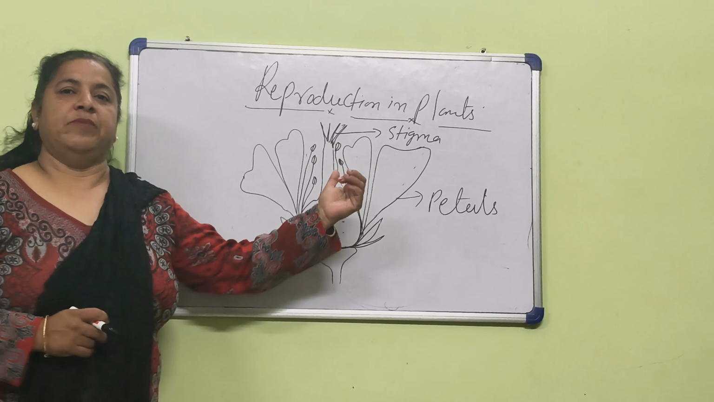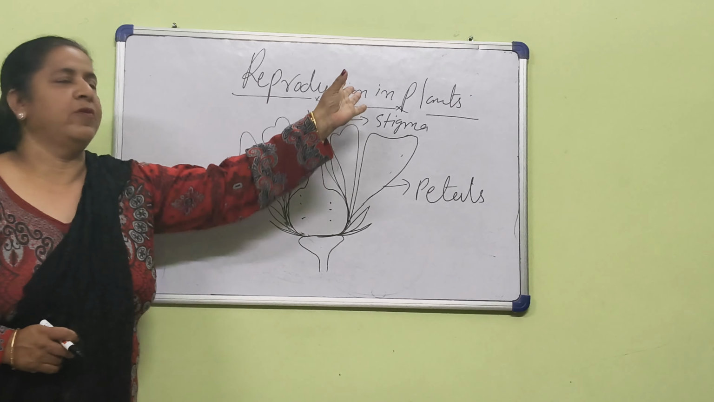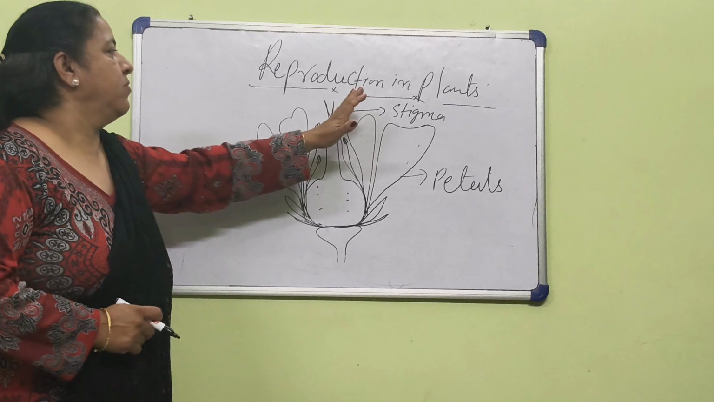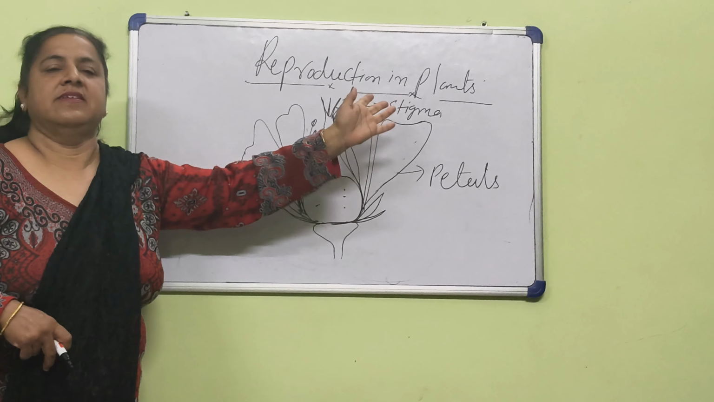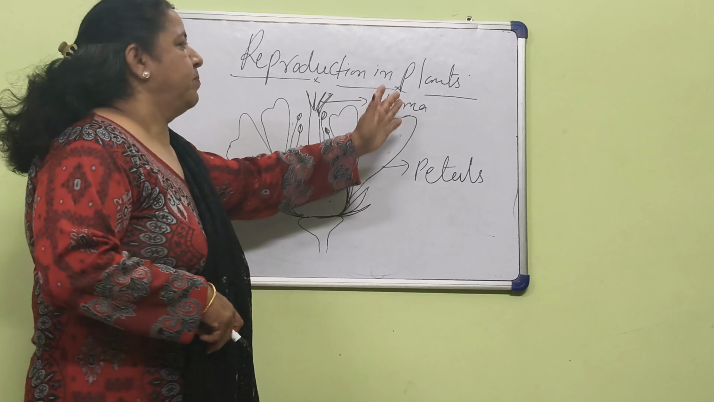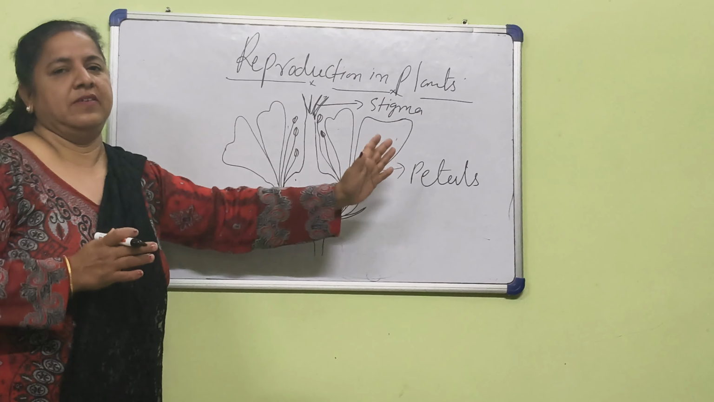Hello dear students, in the previous video I made you understand about reproduction, asexual reproduction, okay. But today we'll discuss reproduction in plants, that is sexual reproduction, okay. I already told you about the difference between sexual and asexual reproduction. Now we'll study about the plants.